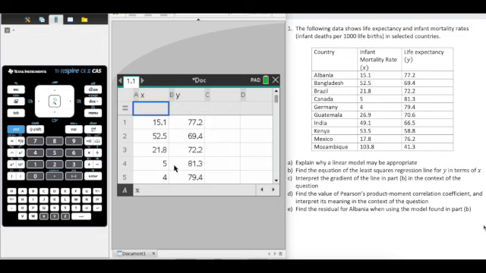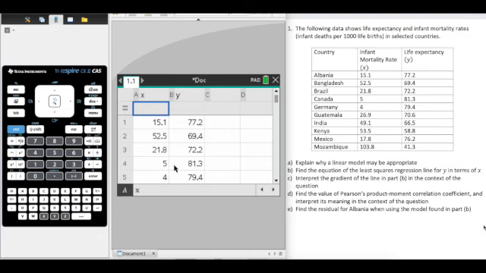Going to go through a typical linear regression question. So here we've got some data about life expectancy and infant mortality rates. I've already put the data into the GDC, and notice that I have labeled the columns X and Y at the top.